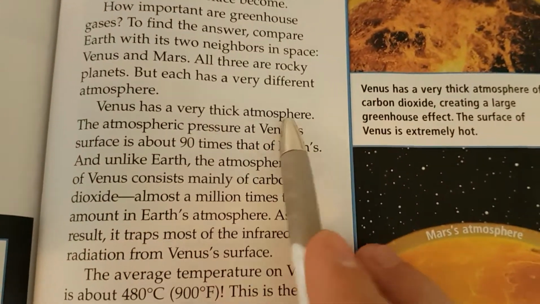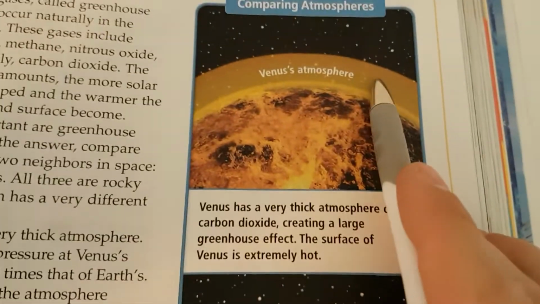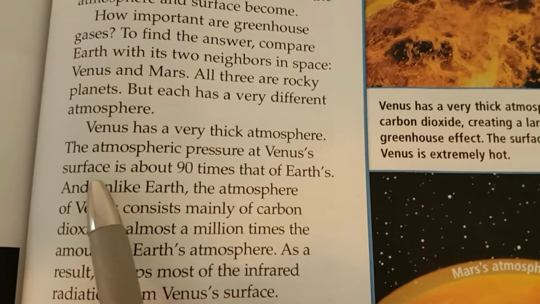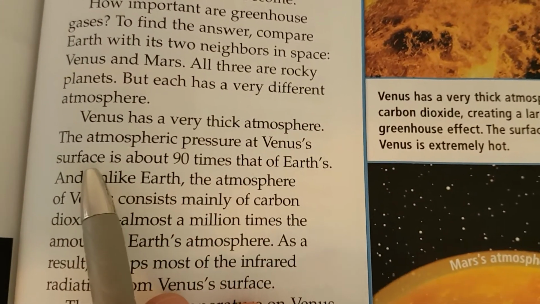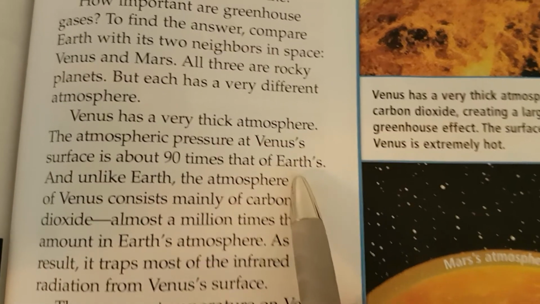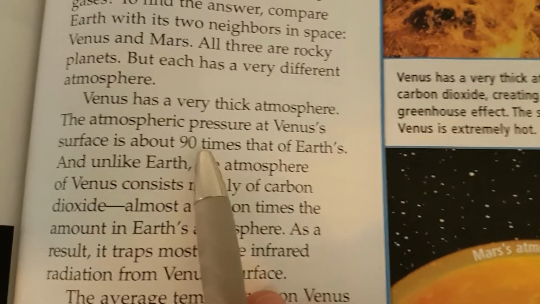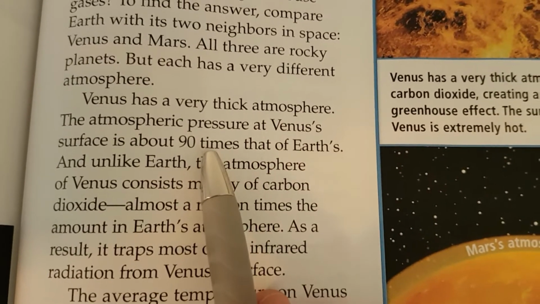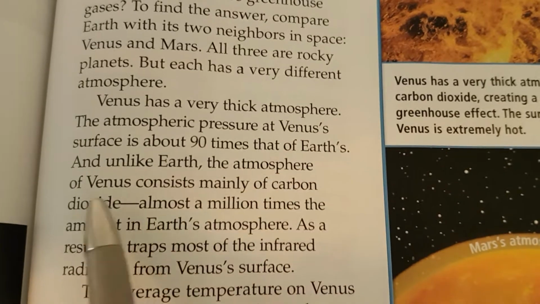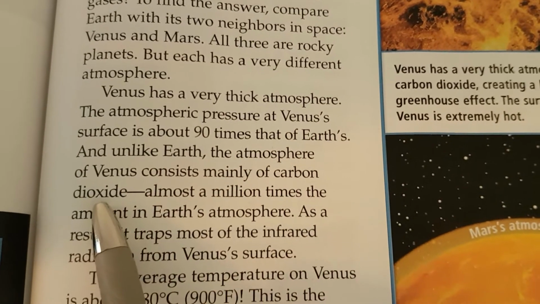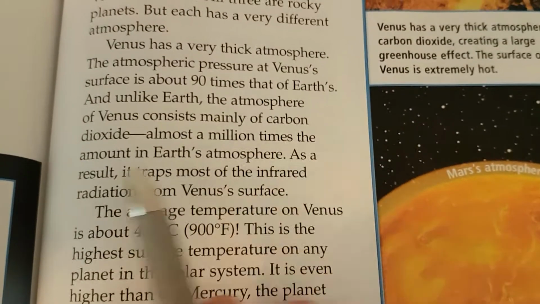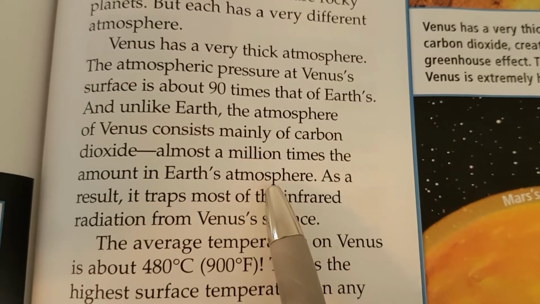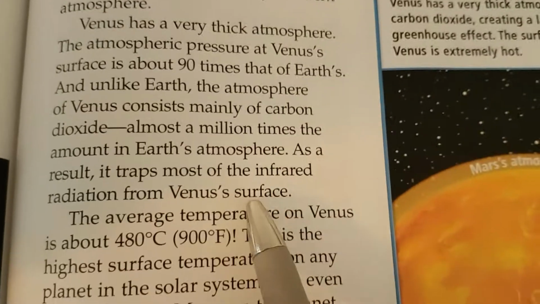Venus has a very thick atmosphere. See how it's very thick looking compared to Mars's very thin atmosphere? The atmospheric pressure on Venus's surface is about 90 times that of Earth. In other words, it's 90 times as thick, 90 times more atmosphere, very thick. And unlike Earth, the atmosphere of Venus consists mainly of carbon dioxide, almost 1,000,000 times the amount in Earth's atmosphere. Think about that for a second, 1,000,000 times as much CO2 in Venus.